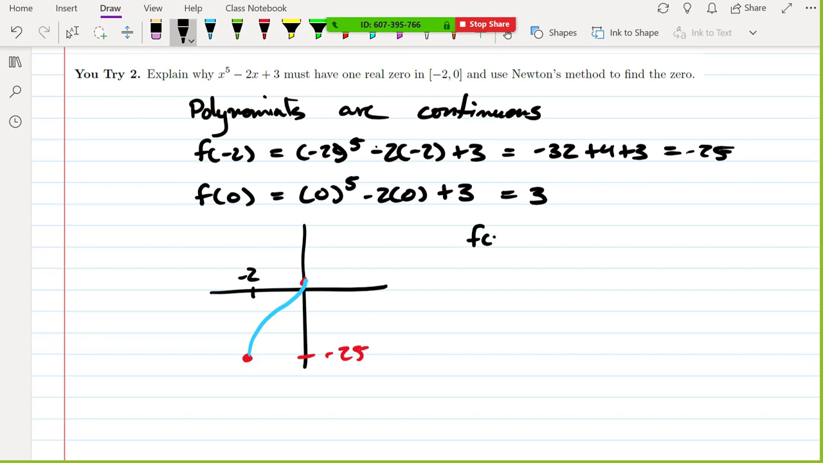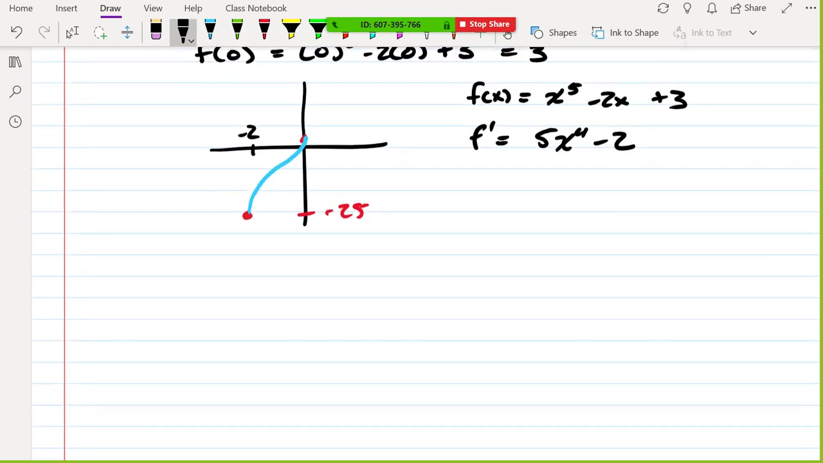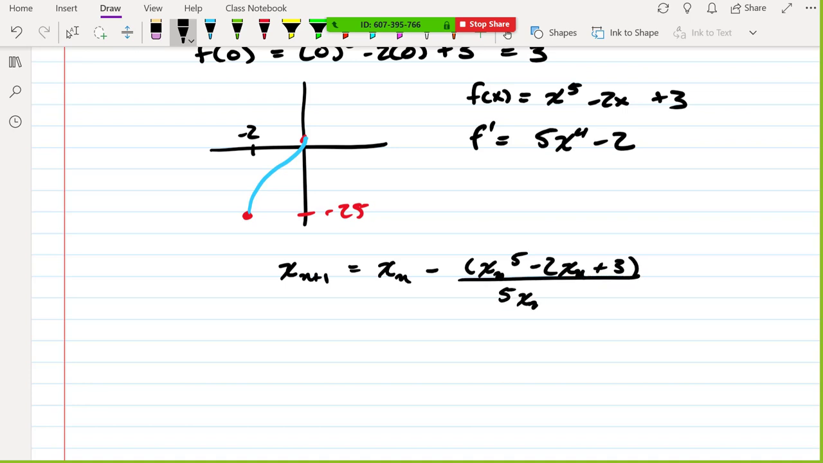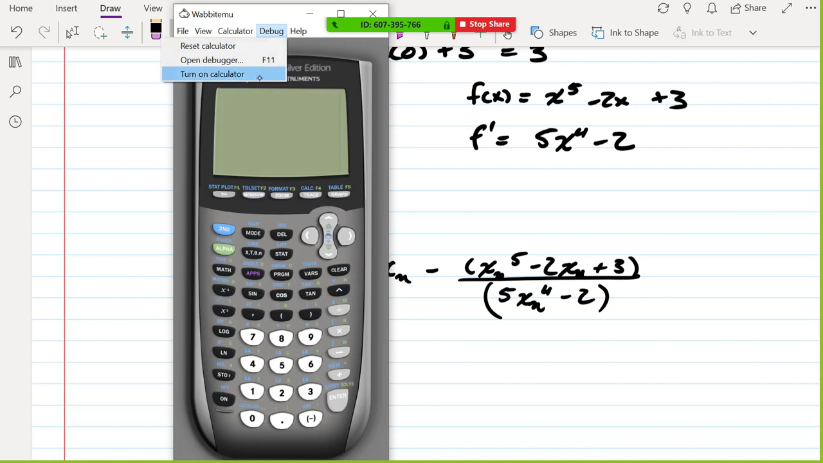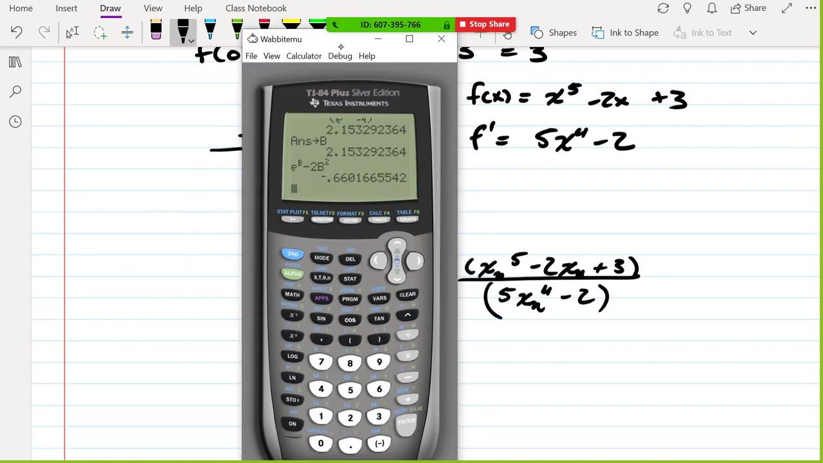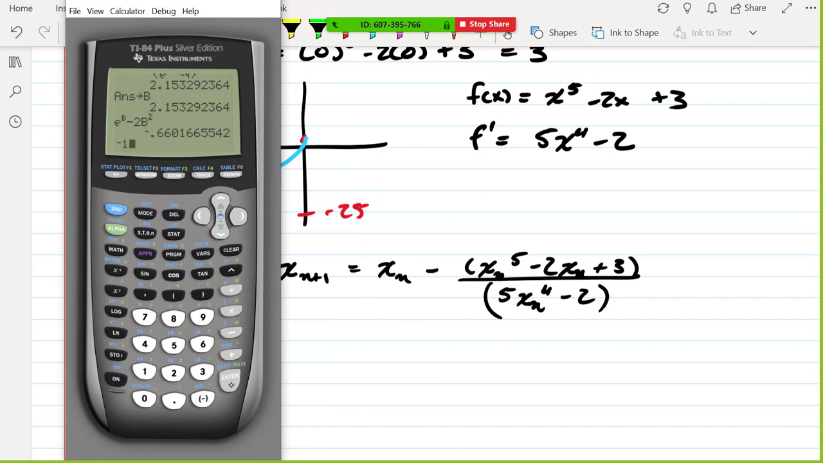So then we would have f of x is x to the fifth minus 2x plus 3. And its derivative, f prime, would be 5x to the fourth minus 2. So then that would give us x sub n plus 1 is equal to x sub n minus x sub n to the fifth minus 2 x sub n plus 3 all over 5 x sub n to the fourth take away 2. So we need a guess. And I'm going to guess the midpoint of 0 and negative 2, which is negative 1.